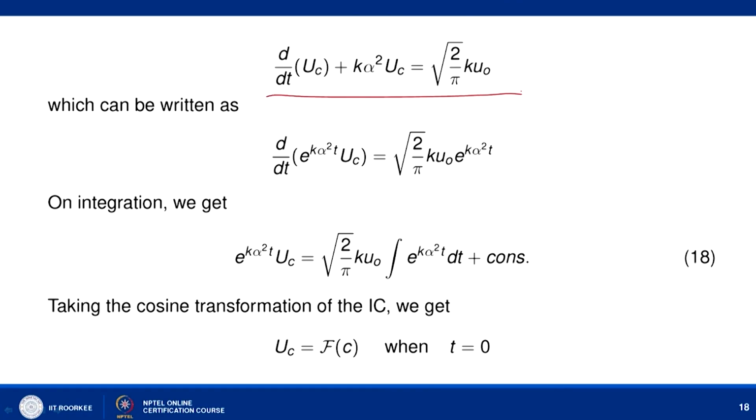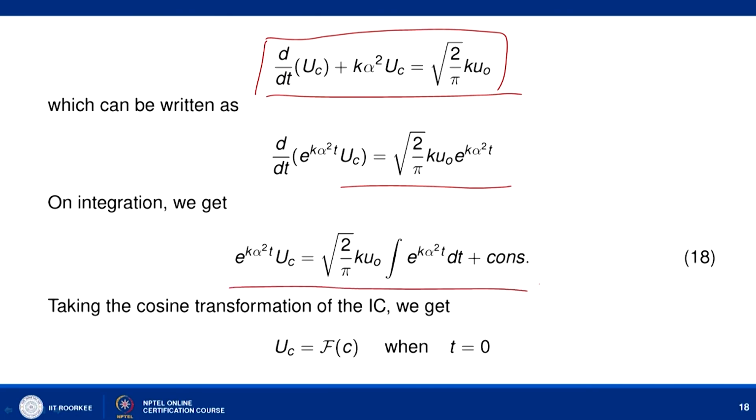So, here we have a simple non-homogeneous ordinary differential equation in terms of u c, and we can simplify this by writing d by dt of e to power k alpha square t u c equal to under root 2 by pi k u naught e to power k alpha square t, since we can find the integrating factor e to power k alpha square t, and we multiply by it. Then we simply integrate, and our equation is now reduced to e to power k alpha square t u c equal to root 2 upon pi k u naught integral of e to power k alpha square t dt plus some integration constant.